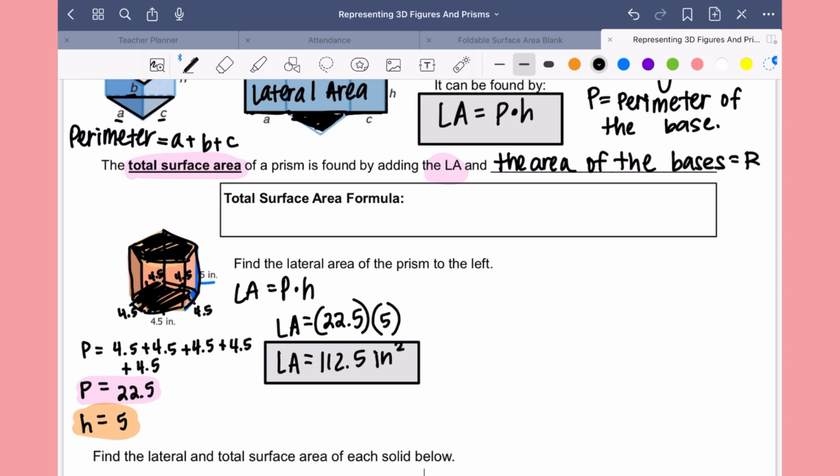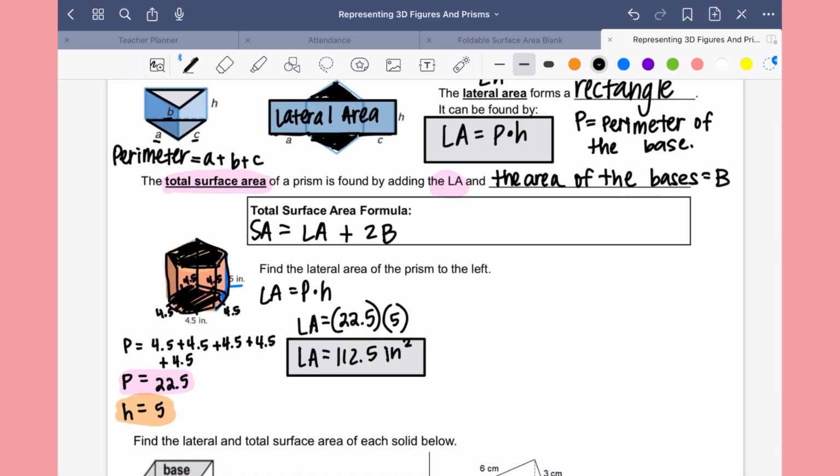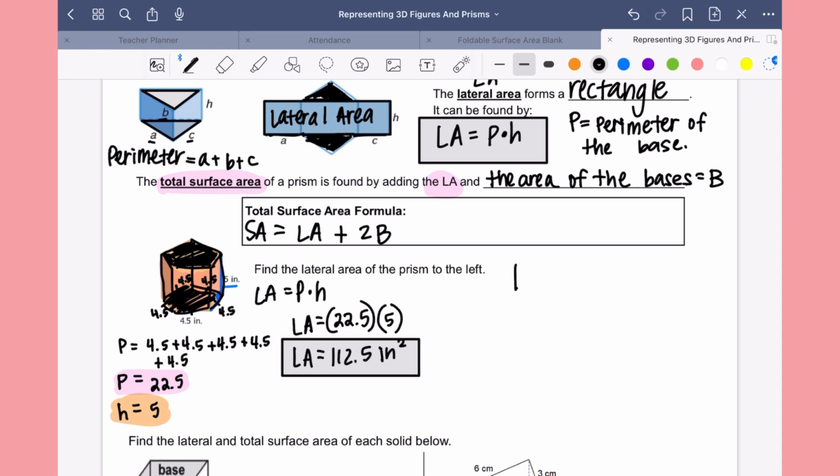And this is going to be big B. So if you remember, big B is area of the base. So then our formula will be: surface area equals lateral area plus 2 times the area of the bases. Okay? The lateral area plus the 2 area of the bases. Again, big B stands for area of the base. You need to write that down because you're going to see that a lot.